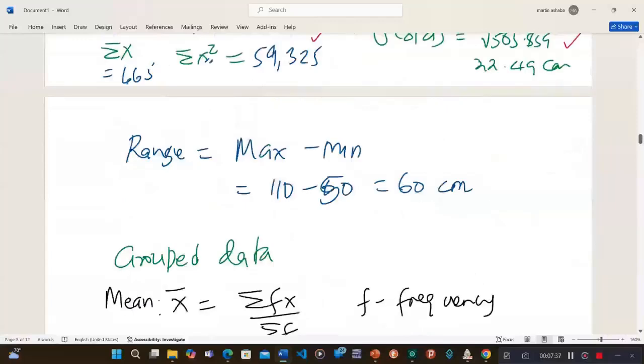Range, obviously, will be maximum minus minimum. And the maximum is 110, the minimum is 50. So it will give you 60 centimeters.